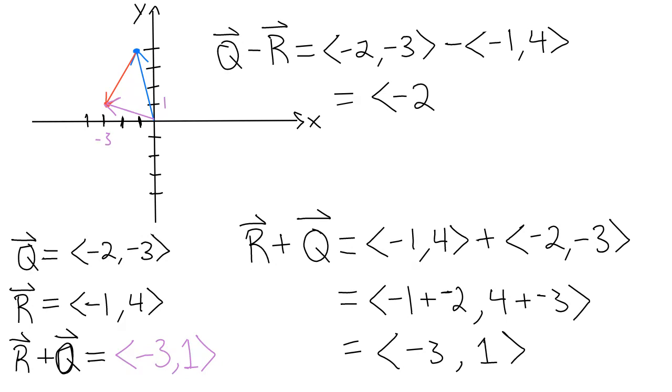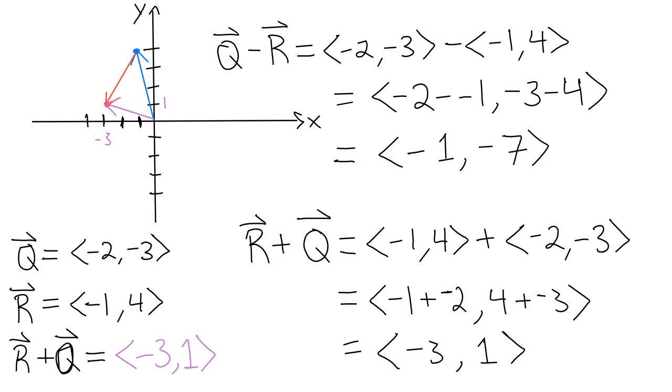So -2 minus -1 for the x, and -3 minus 4 for the y. -2 plus 1, -1. -3 minus 4, -7. So Q minus R should be -1 in the x direction, -7 in the y direction, which would look something like this.